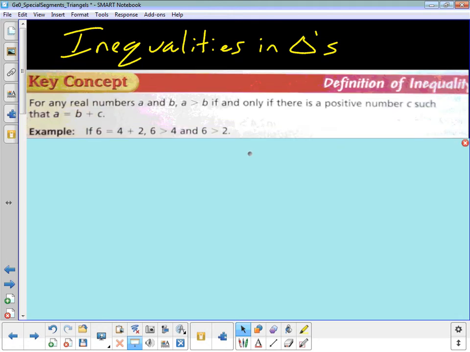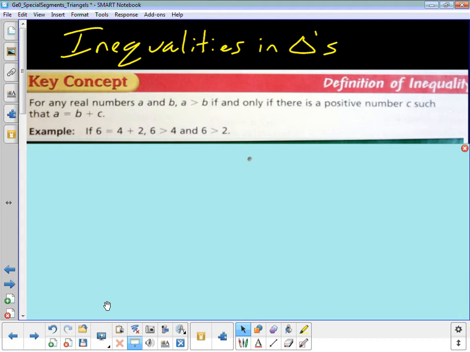The first thing we have to understand is what an inequality is. For any real numbers A and B, A is greater than B if and only if there's another positive number C that if I add it to B, it equals A. So like 6 is greater than 4 because 4 needs to get 2 added to it to become 6, and 6 is also greater than 2.